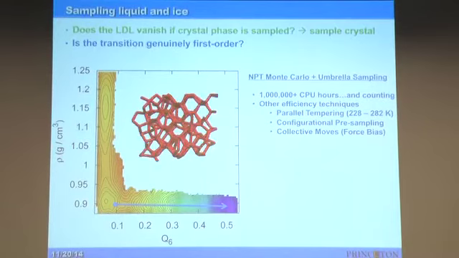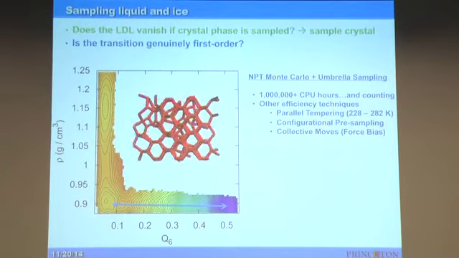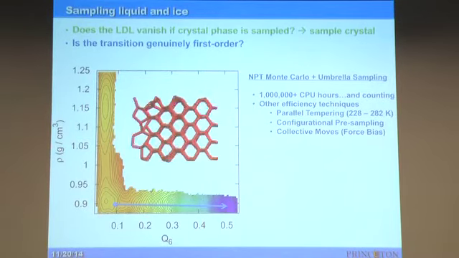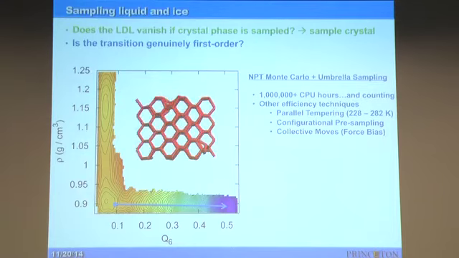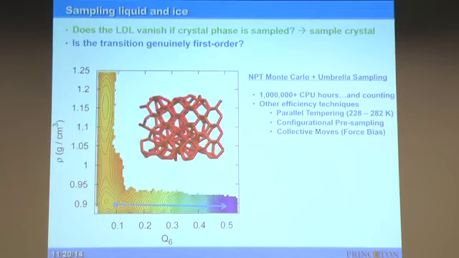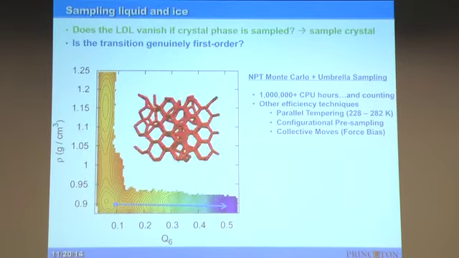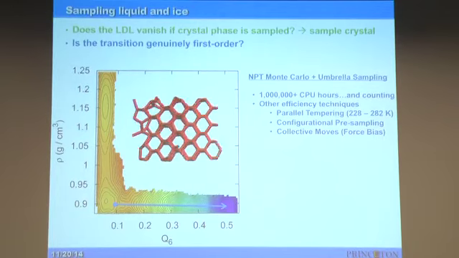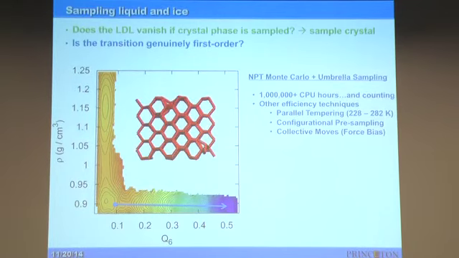cubic ice rather than hexagonal ice, but it may be that even in experiment, when the system is deeply undercooled, nucleation may be dominated, at least in the initial state, by the cubic ice. So that is what one sees here.